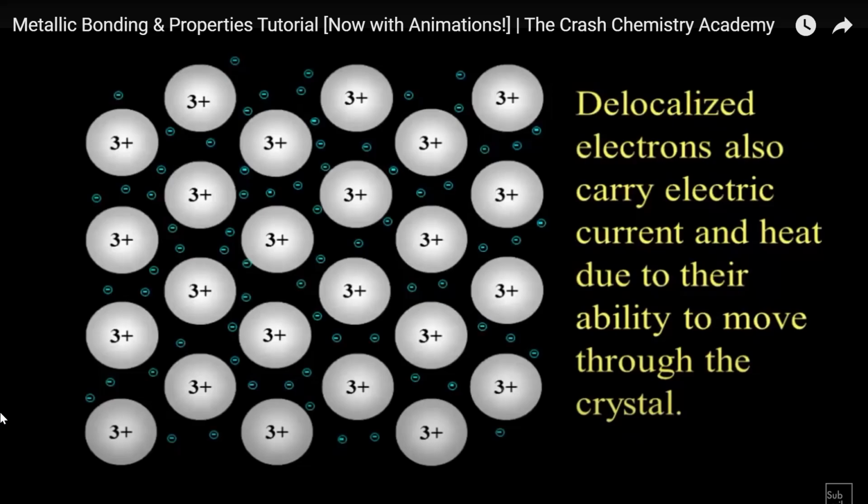How does this model explain electric current? I want you to think about that. What if I put a positive charged plate over here and a negative charged plate over here? What would happen to those moving electrons? Positive is over here, negative is over here. They're all going to move away from negative and towards positive. So that's why it conducts.